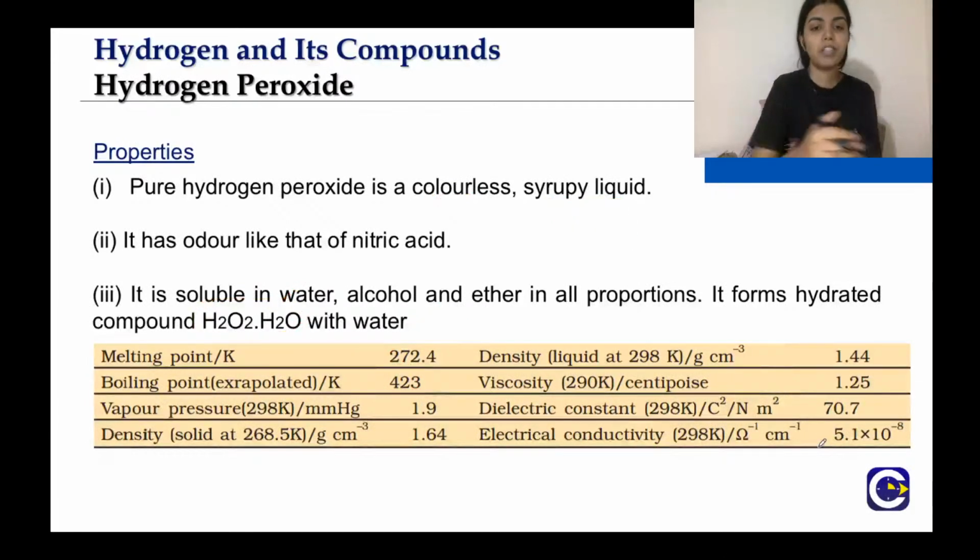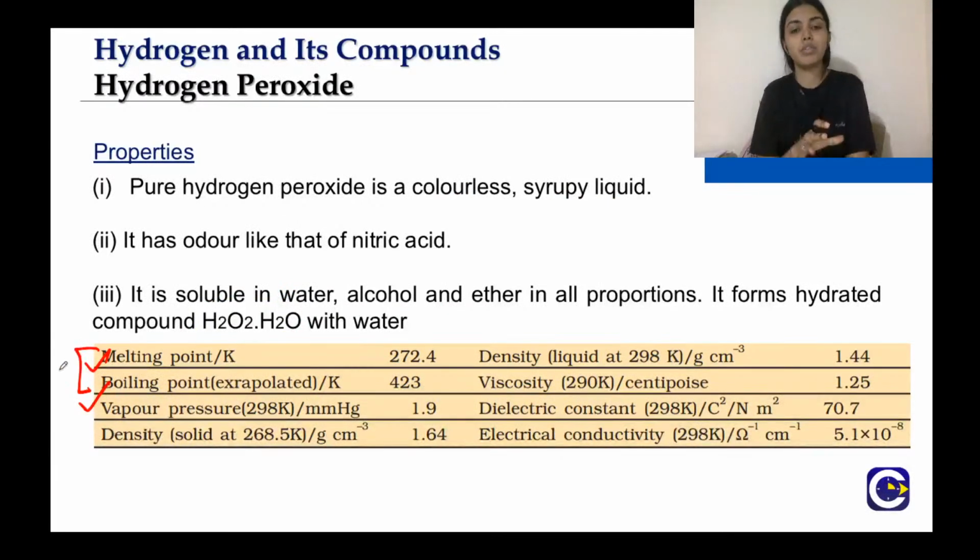Amongst these properties, you can only learn the melting point and the boiling point. That is sufficient from the examination point of view. You should just know the approximate values. The melting point is somewhat the same as that of water, however lower, so 272.4, and the boiling point is 423 Kelvin.